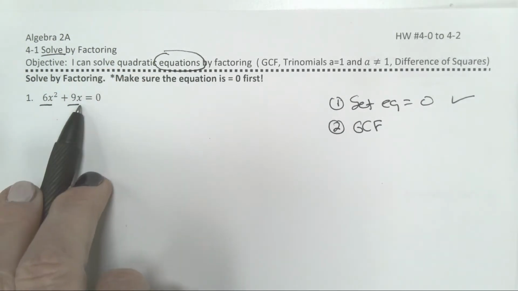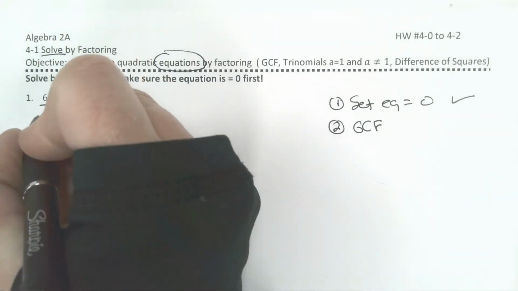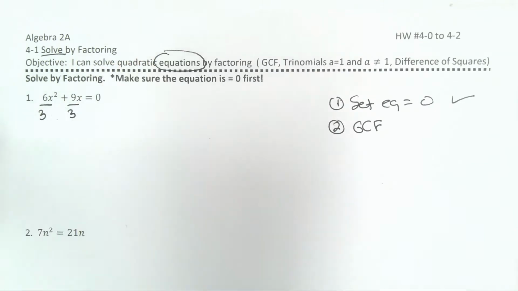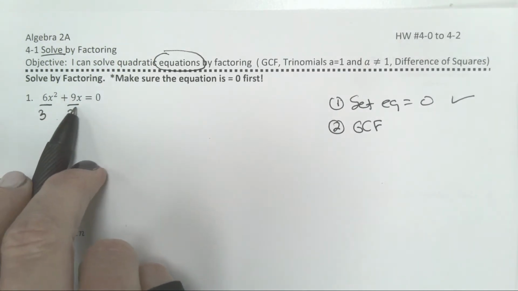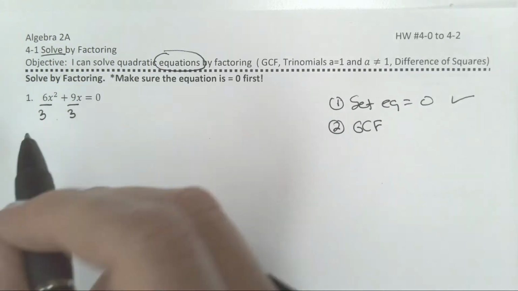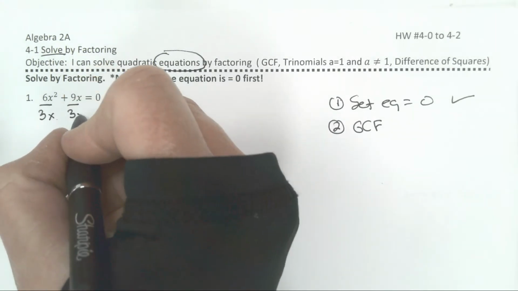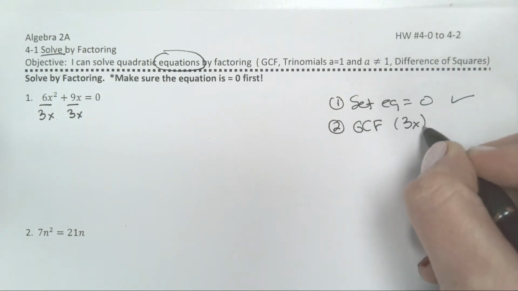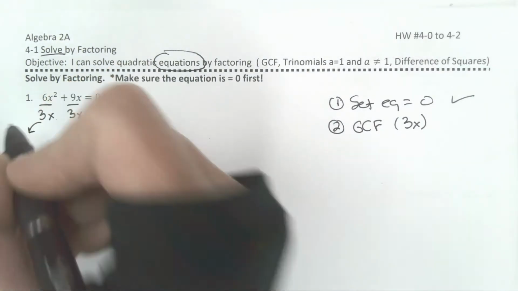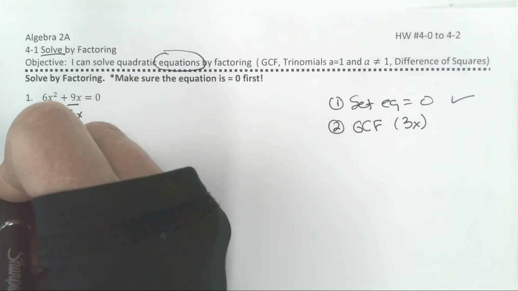What's the biggest number that divides into 6 and 9? So that would be a 3. So a 3 is my number part of the GCF. For the variable, the GCF of the variable is always the smallest exponent. So my GCF is 3x. Remember to bring down your GCF.